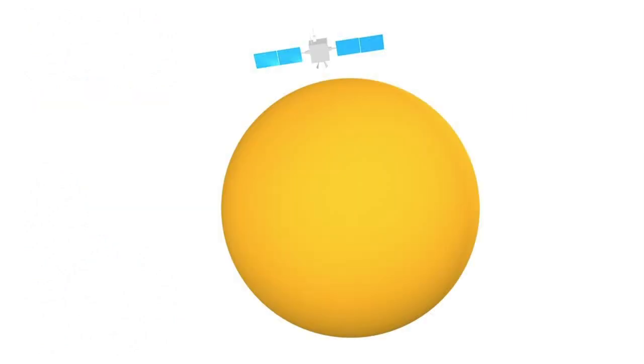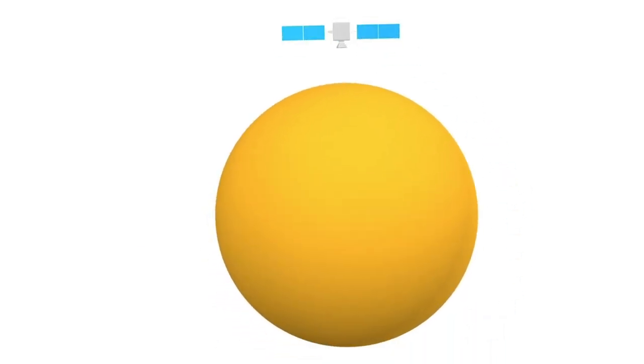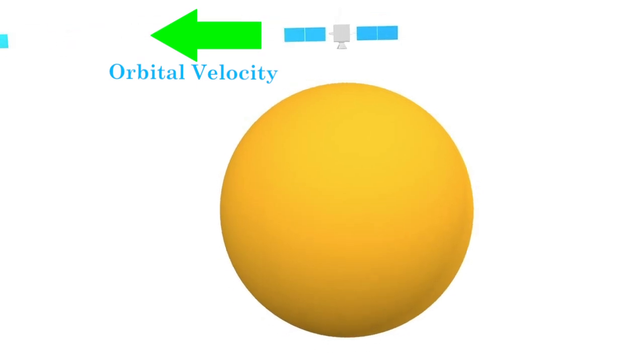For an object to orbit around a planet in a circle, it needs to reach a minimum orbital velocity. The orbital velocity of an object is the rate at which it is moving around a planet and how fast it would speed away from the planet if it wasn't being pulled down by gravity.